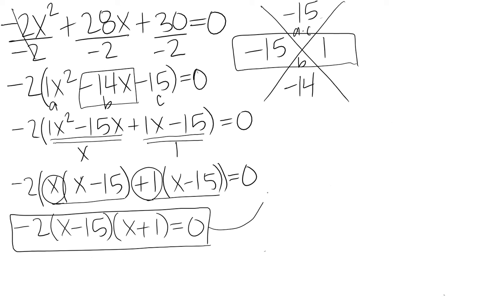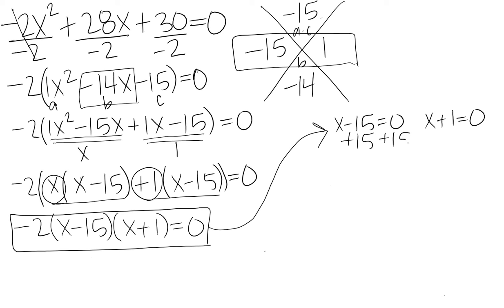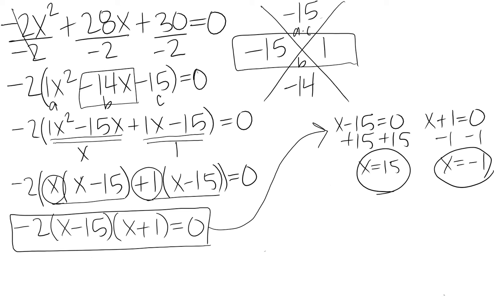Okay, so now to get the solutions, same as before, I'm going to take both of my factors and set them equal to 0. And then just solve. So here I can add 15 to both sides and I get x equals 15. Over here I can subtract 1 and we get x equals negative 1. And we can always check these answers too. So now what we could do is come back to our original problem, plug in 15, plug in negative 1, and make sure that we get 0 as a solution.